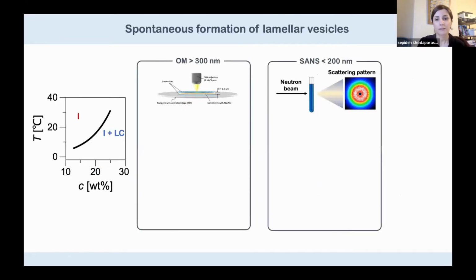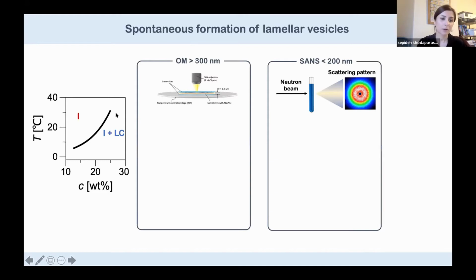So as I mentioned in the first slide, these structures are multi-scale. So I will, in my talk, switch continuously between optical microscopy analysis, which gives access to microscale dimensions, and small angle scattering, which gives us access to dimensions from tens of angstroms to thousands of angstroms.